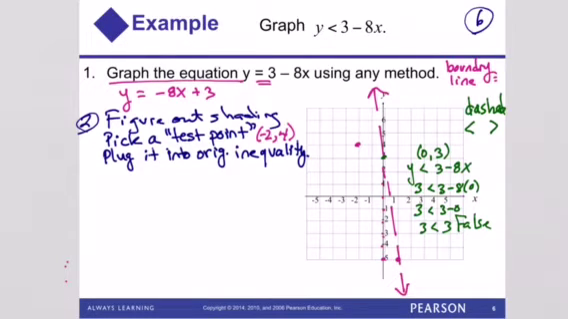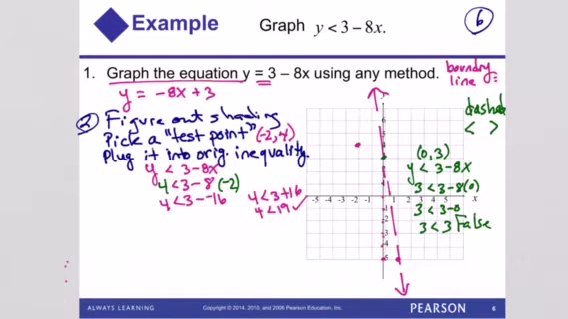Okay, so the original inequality is y is less than 3 minus 8x. So I'm going to plug my point negative 2, 4 in there. If I plug in 4 for y and negative 2 for x, I have 4 is less than 3 minus negative 16. I'm going to go to the right here because I'm going to run out of room otherwise. So 4 is less than 3 plus 16, and that is not true. Oh, yes, it is, sorry. 4 is less than 19. Okay, that's true.